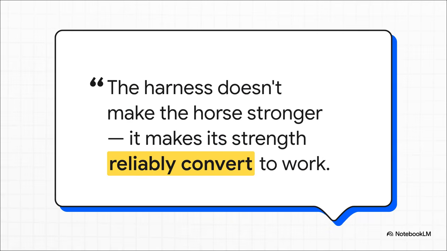I love this analogy because it hits the nail on the head. Think about where the term actually comes from. A horse. A horse has immense raw power, but without reins, a saddle, and blinders, it might just run in any random direction or get spooked. A harness doesn't make the horse stronger. It makes that strength reliably convert into useful work. The model is the horse, providing the cognitive energy, and the harness provides the utility to actually pull the carriage.